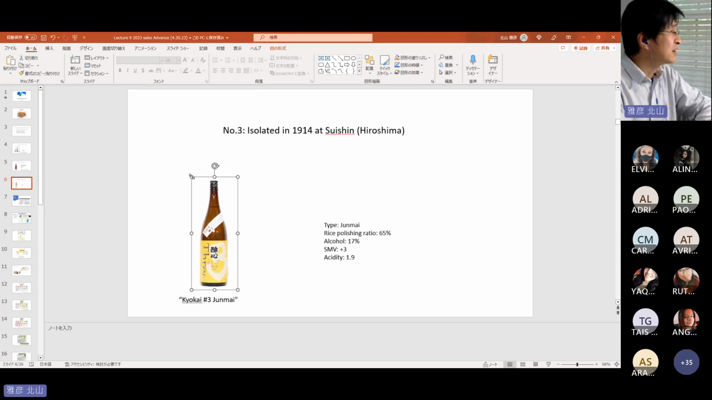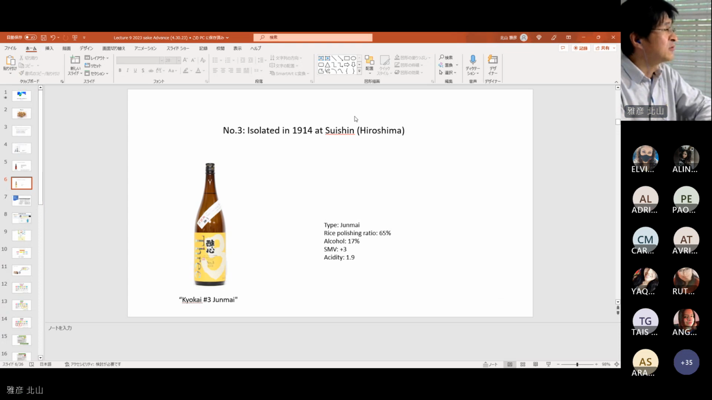This is also from Suishin, who isolated number 3 yeast. They also made this type of sake. They put the 3, which means they use number 3 yeast. They have not sent me any comment about this sake yet, but I will let you know once they introduce the impression or character of this sake to me.